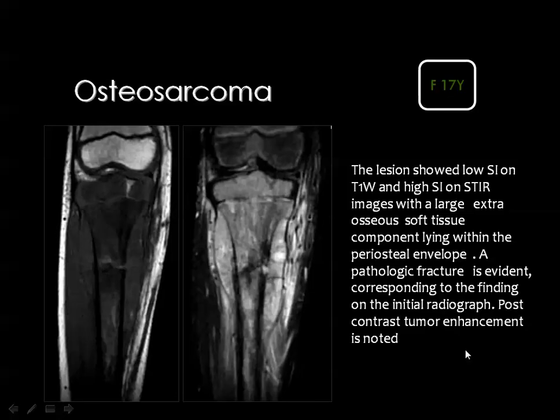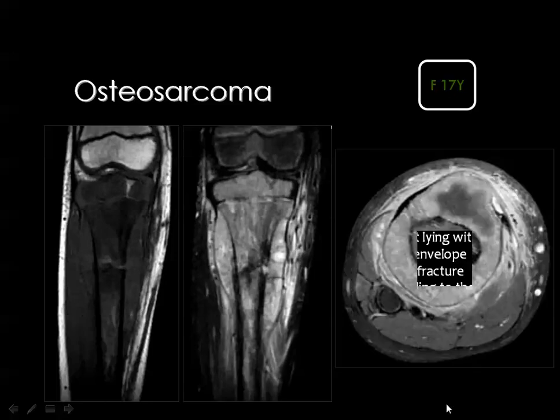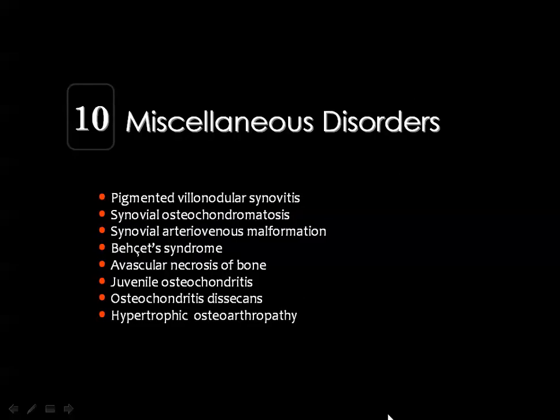This is the remaining images of the same case. And you can see invasion of the tibia, invasion of the joint, and you can also appreciate the extraosseous soft tissue component surrounding the bone. And here you see the extraosseous soft tissue component well appreciated in the axial image.